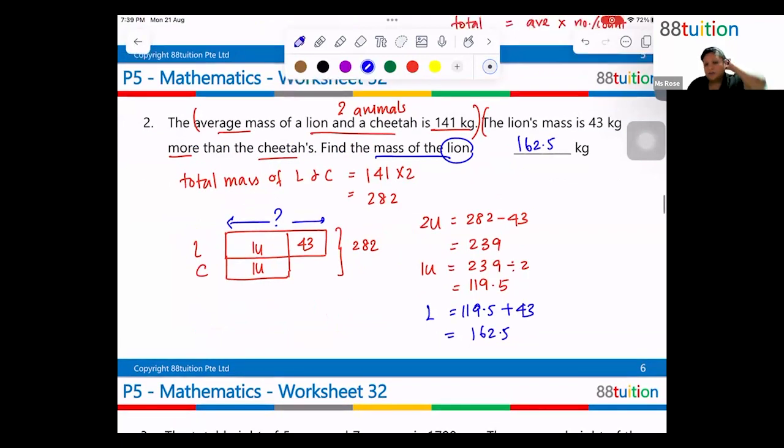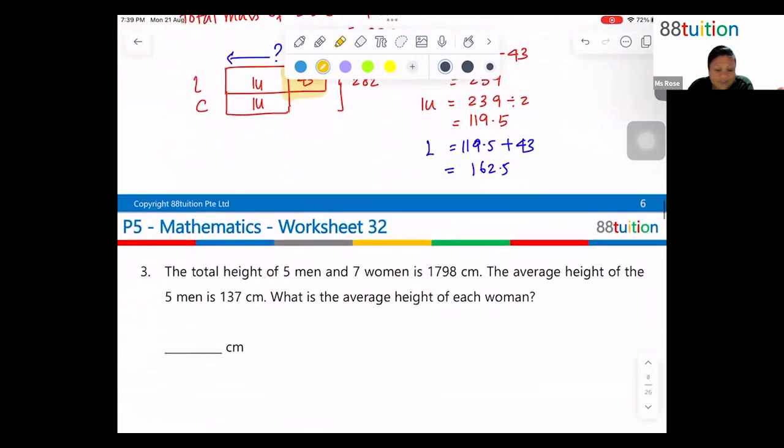Okay, now, for questions like this, if you are not sure and you simply see the keywords "more than", usually I would encourage you to draw the model to show that there is this part that's sticking out more than the other. Most of the time, you will forget this extra part on the model. So you have to be careful.